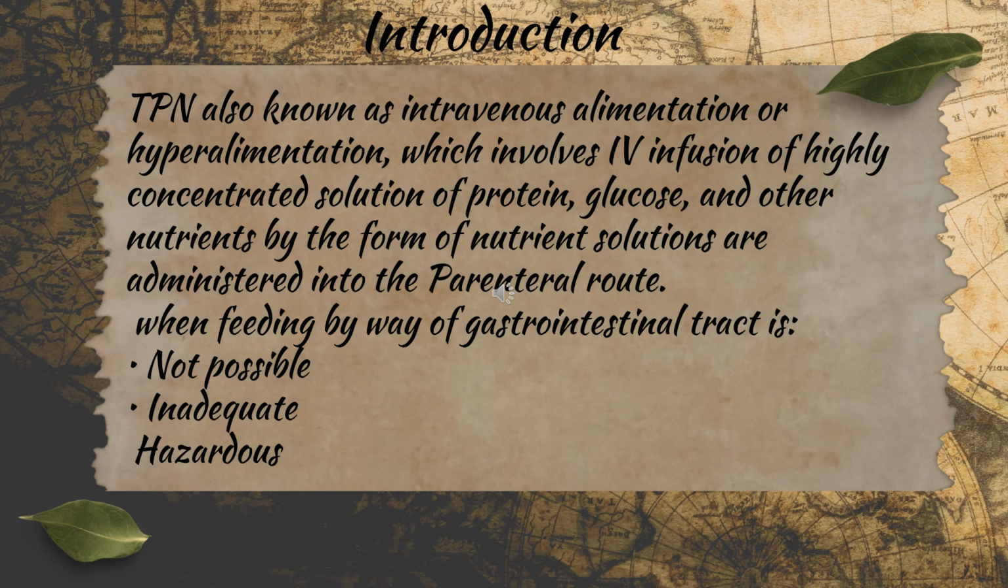TPN, also known as intravenous alimentation or hyperalimentation, involves intravenous infusion of a highly concentrated solution of protein, glucose, and other nutrients in the form of nutrient solutions, which are administered by the parenteral route. This is administered when feeding by way of the gastrointestinal tract is not possible, inadequate, or hazardous.